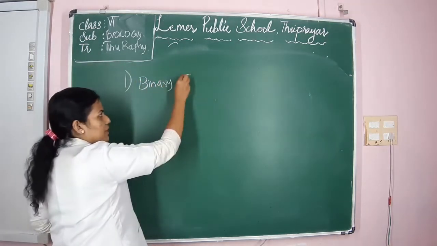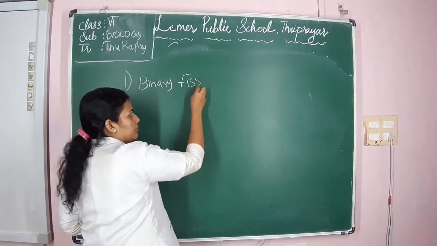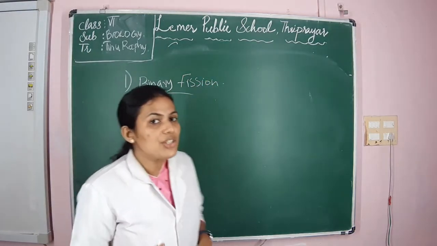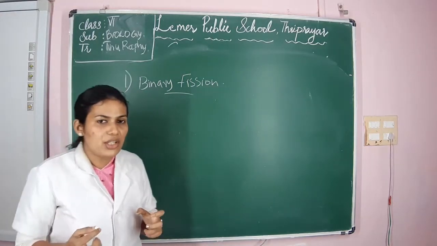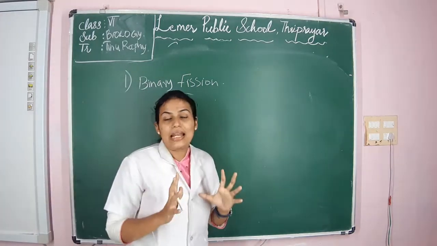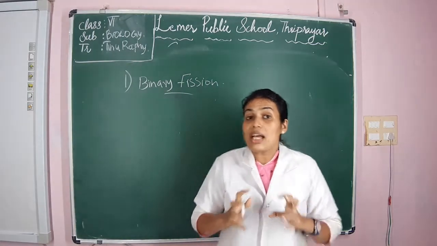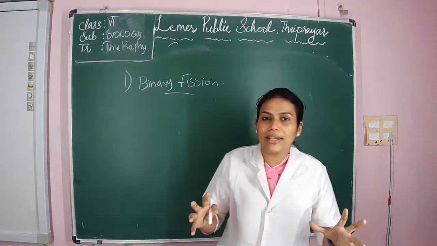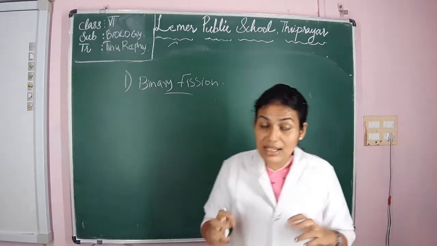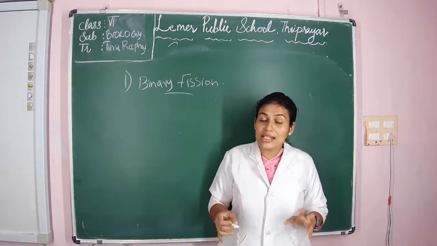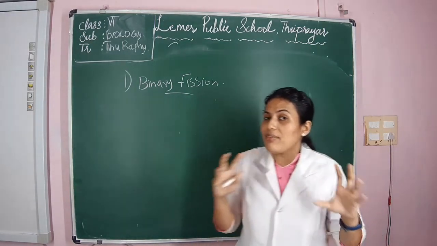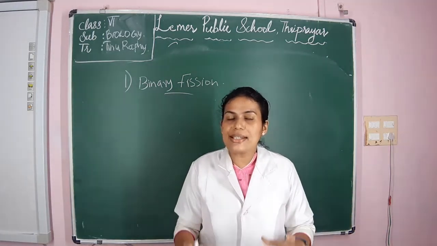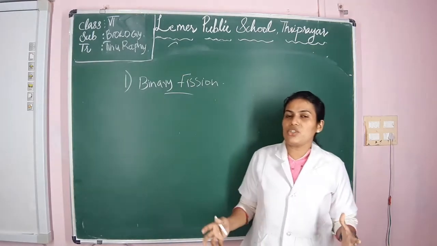Binary fission. What happens in binary fission is that the parent cell or the parent organism divides into two different organisms, two young organisms. That is, a parent organism will divide into two. Likewise, two new individuals are formed. So that is how binary fission happens.